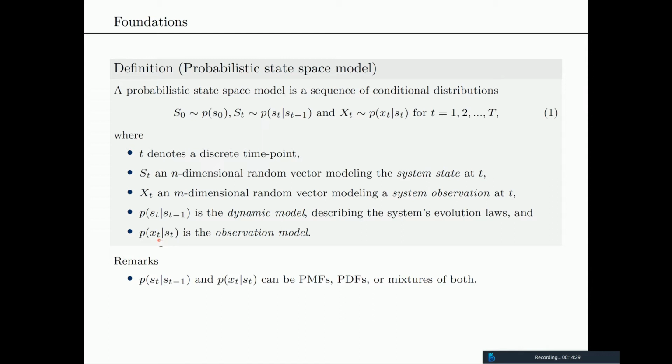The P's are not really overly specified here. They can be PMFs, PDFs, or mixtures of both. And as also announced last time, I now also refer to these small p's as distributions, just because we are in the applied world where, if we are too careful in our language, we never get anywhere.